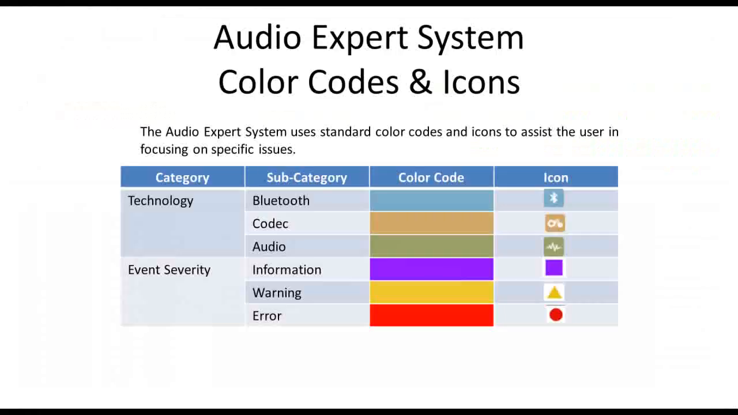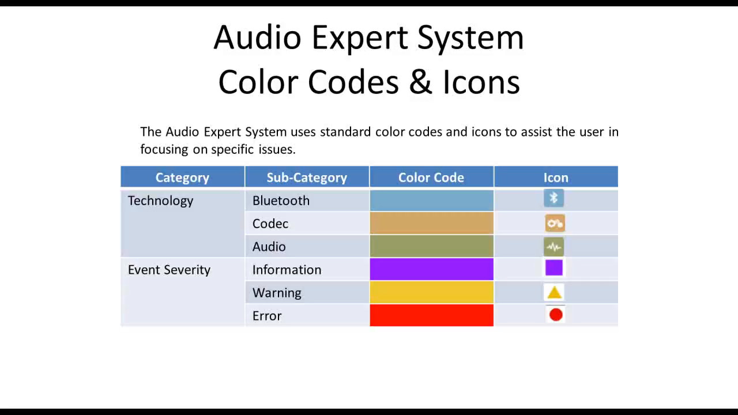In the Audio Expert System window, we use color codes and icons to help focus the user on specific issues. For example, we have technologies of Bluetooth, codec, and audio. Bluetooth, for example, has a color code of blue or an icon. So if you were to see either the color code or the icon, then you know that that particular item is related to Bluetooth technology.